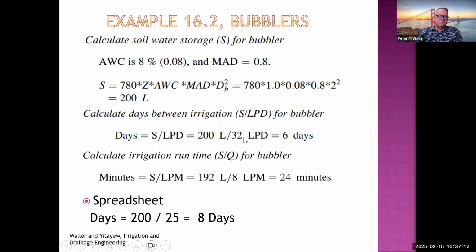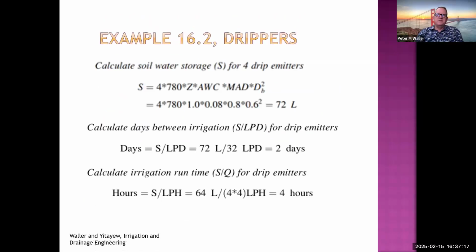Remember, I have 32 here because I included the irrigation efficiency in that calculation. And then we can do the same calculation for the drippers. It looks like this came through a little blurry, but we have 4 drippers. And then we have the diameter squared and the 70, 80 number. And so that's 72 liters of storage. So for the drip emitters, the days between irrigations is 2, and the hours of watering for 2 days is 4 hours, or 32 times 2 is 2 days, over the 4 by 4 liters per hour, 4 hours.